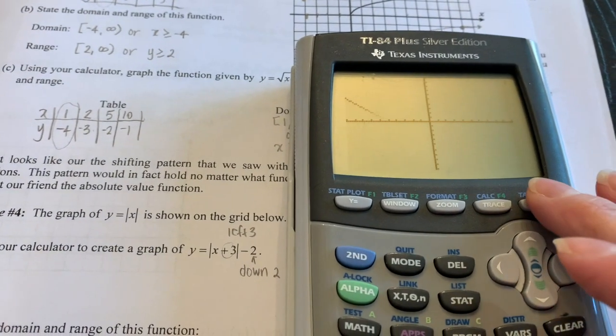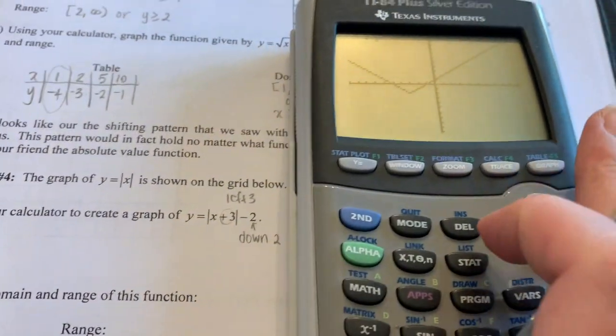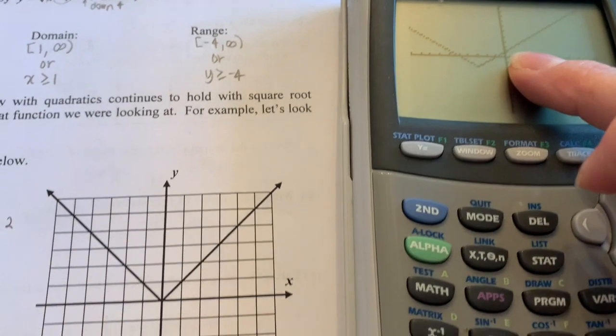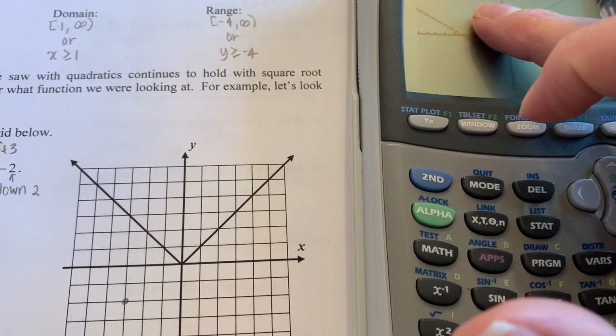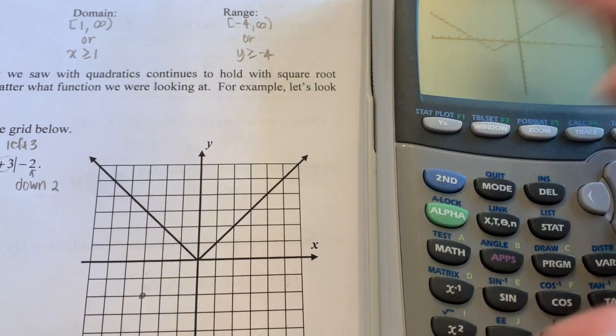Okay, and now let's look at the graph. And sure enough, it did exactly what we thought. It went over to the left 3 and it went down 2.